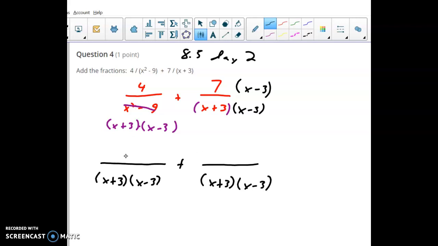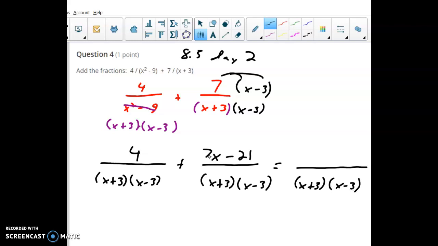All right, and then the numerator is unchanged on this first one because we didn't change the fraction. And then on the second one, we're going to distribute this times 7. So 7x, sorry, and minus 21. Okay, now the denominators are the same. So we're going to keep the denominators together and add our numerators to add the fractions. So negative 20 plus positive 4 makes negative 17.